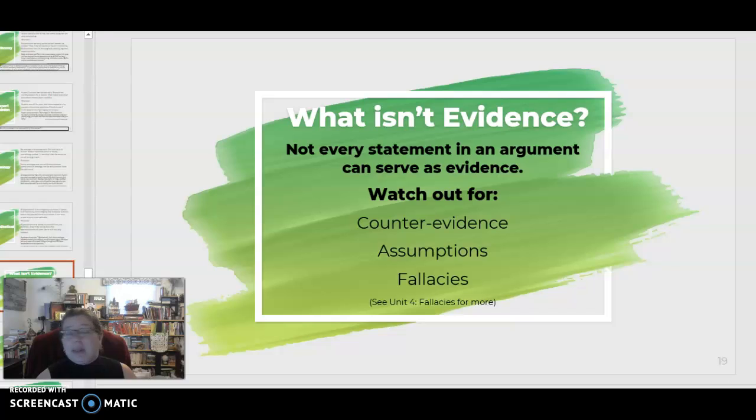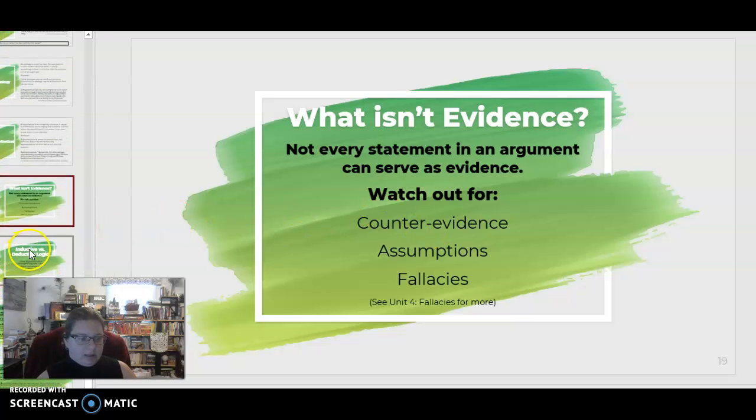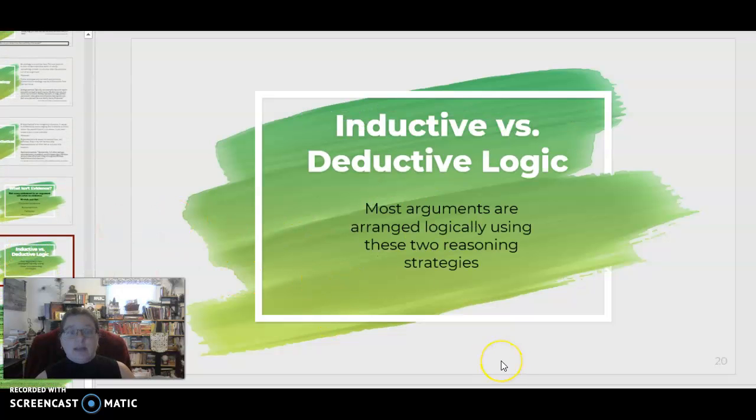Assumptions that the author is making are not pieces of evidence. Those are assumptions. You have to be able to identify those. That's what Unit 3 was about. And fallacies, which is the next part of Unit 4 that we're going to talk about. Fallacies are essentially flaws in the logic. All right, the last bit is inductive versus deductive, and I have less than a minute.